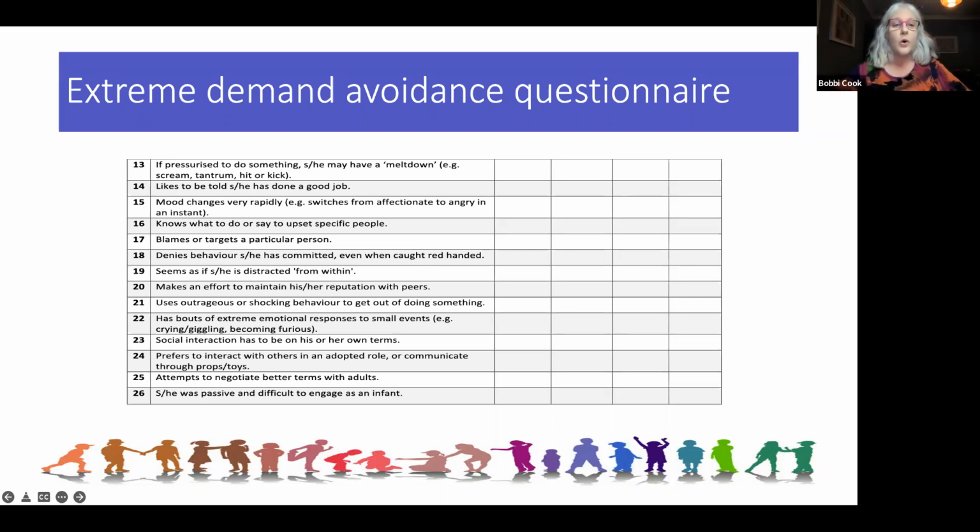They blame or target a particular person, and that's often around that experience of empathy. But it can also be that autistic obsession as well. Denies behaviour they've committed even when caught red-handed. Makes an effort to maintain their reputation with peers. It seems as if they're distracted from within, and that they often go into an internal shell and often dissociate because they become so overwhelmed.